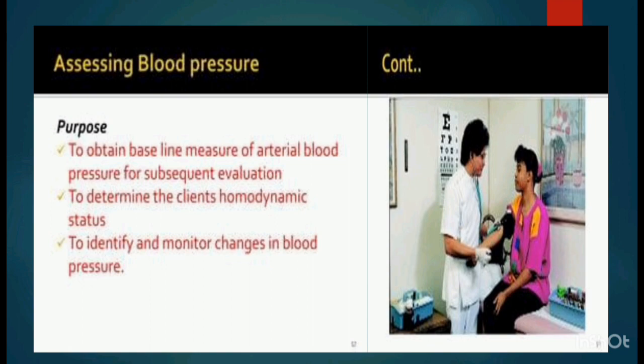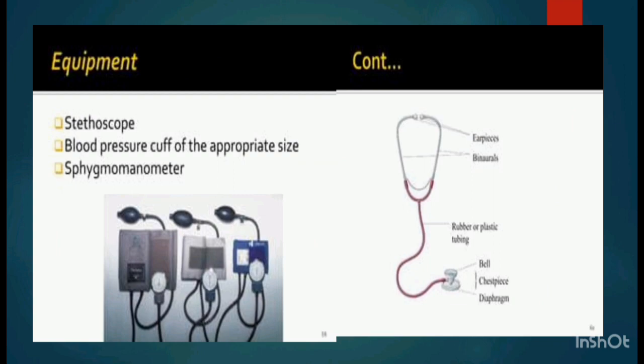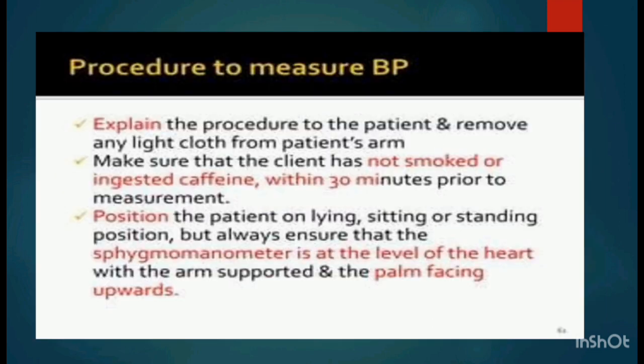What is the purpose of assessing blood pressure? It can obtain a baseline measure of arterial blood pressure for subsequent evaluation, to determine the client's hemodynamic status, or to identify and monitor changes in blood pressure. The equipment required for measuring blood pressure is a stethoscope, a blood pressure cuff of the appropriate size, and a sphygmomanometer. Now the procedure to measure the blood pressure.